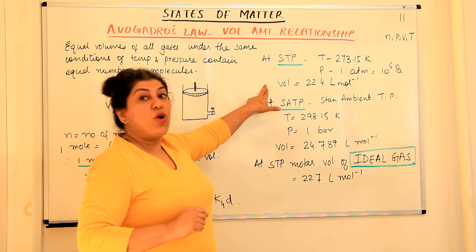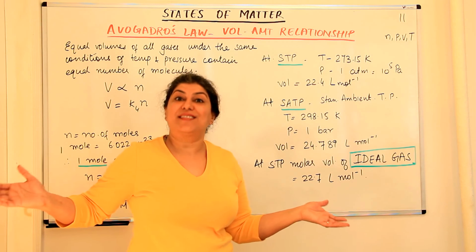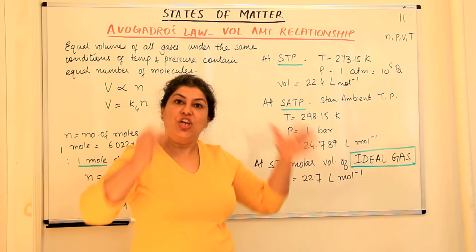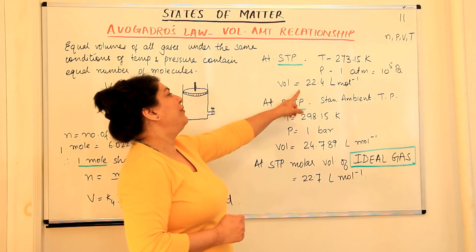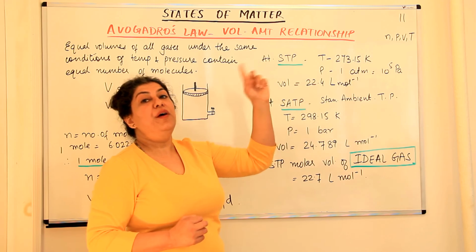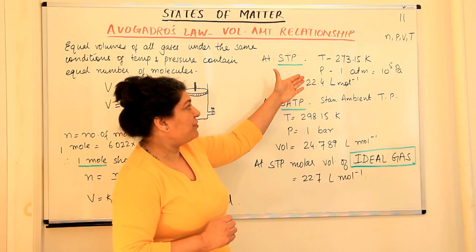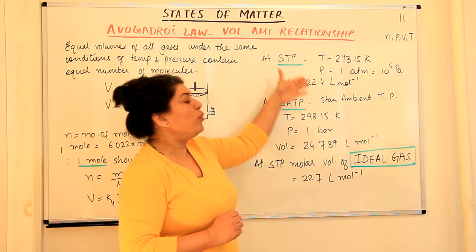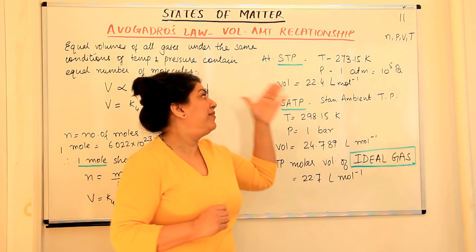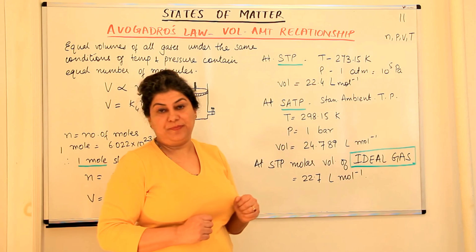And now this holds true for all the gases. All gases should have a volume of 22.4 liters per mole at STP. That is at 273.15 Kelvin and at 1 atmospheric or 10 to the power 5 Pascal pressure.